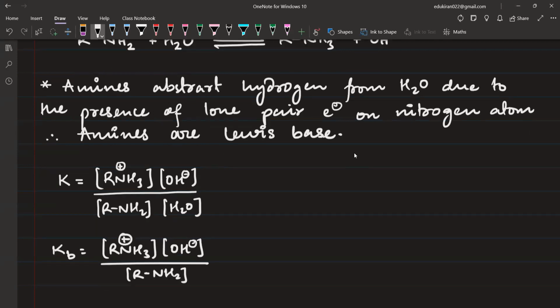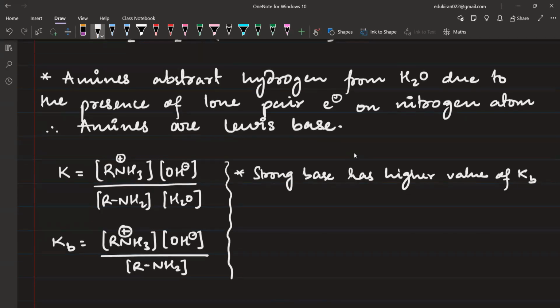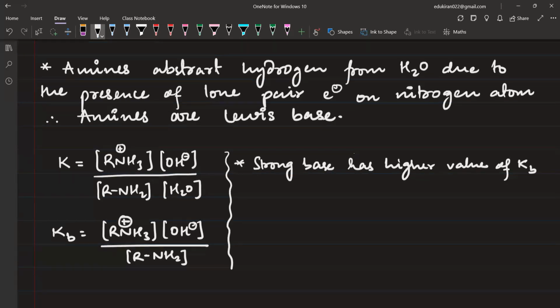Now, another thing is that if we have a strong base, it will have a higher concentration of OH negative, and consequently this Kb will also increase. So a strong base has a higher value of Kb. But the Kb values are generally in powers of 10, and it is not very human tendency to grasp very large numbers.